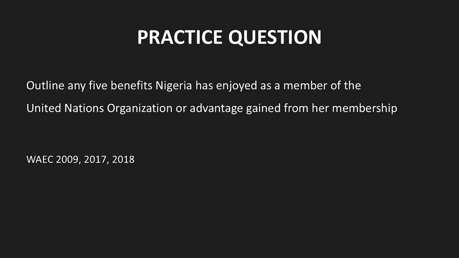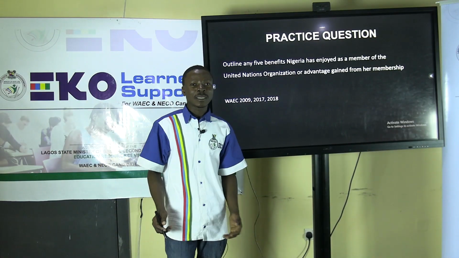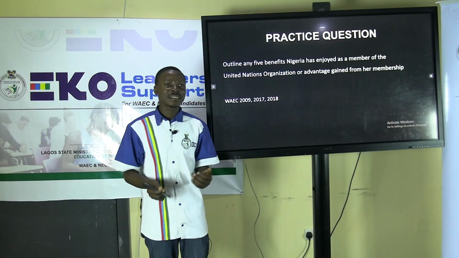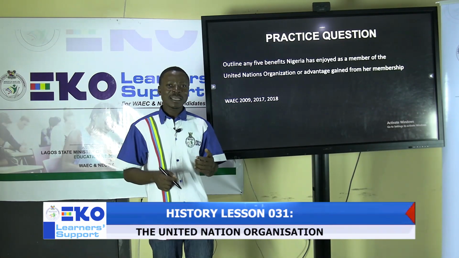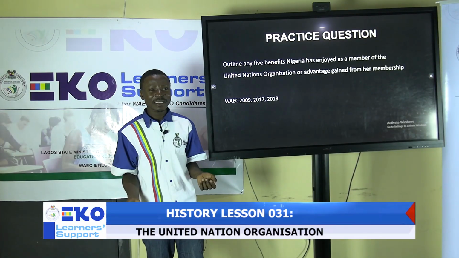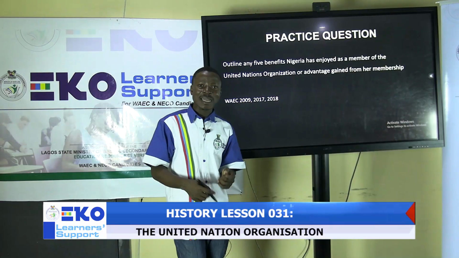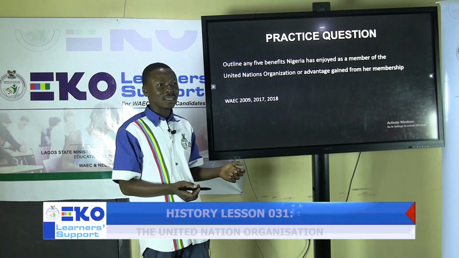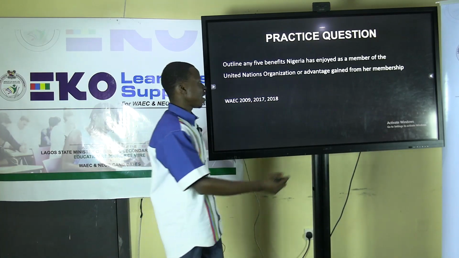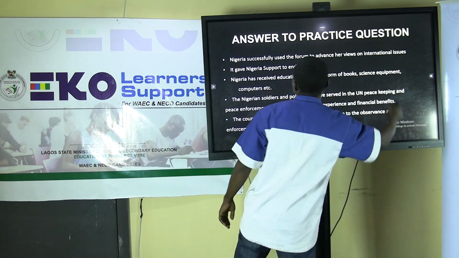The question says, outline any 5 benefits Nigeria has enjoyed as a member of the United Nations organization. It is important to know that the question can come in different forms, but it is still asking the same thing. It can come as asking for the advantage of Nigerian membership, or the benefit Nigeria has gained, or the positive side of Nigerian membership.